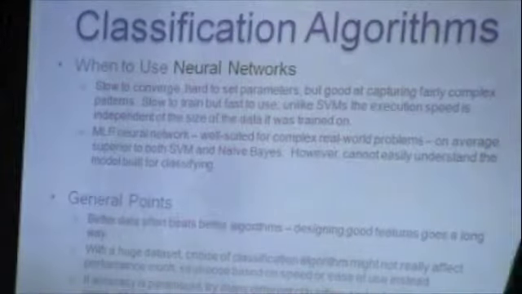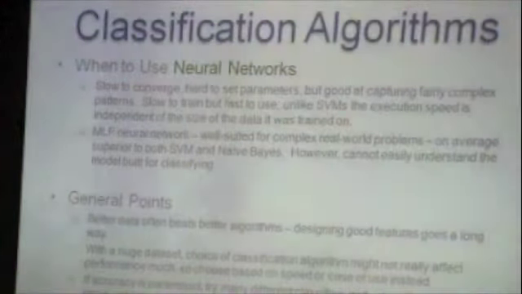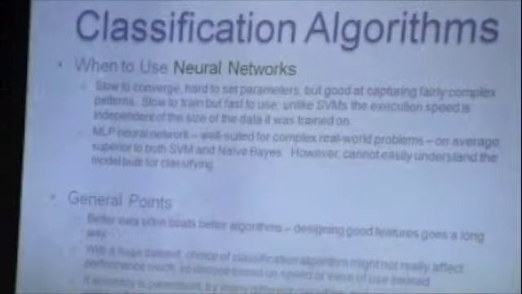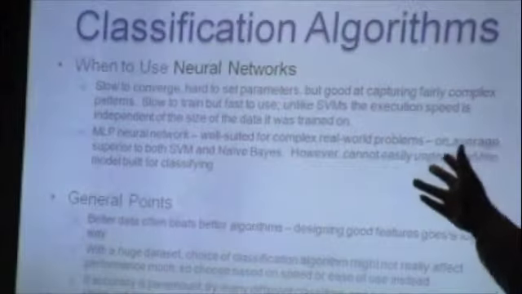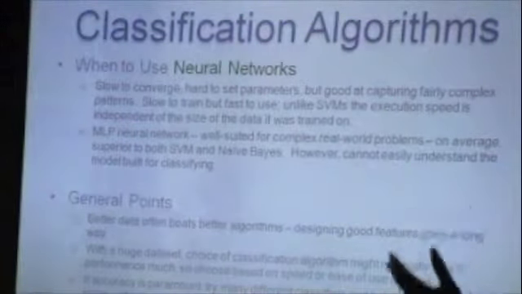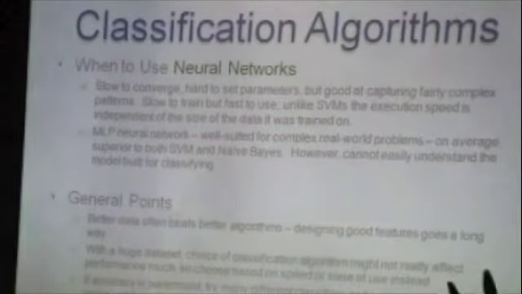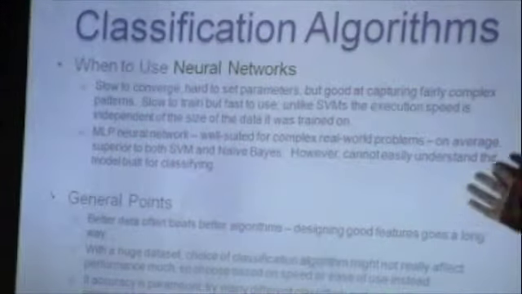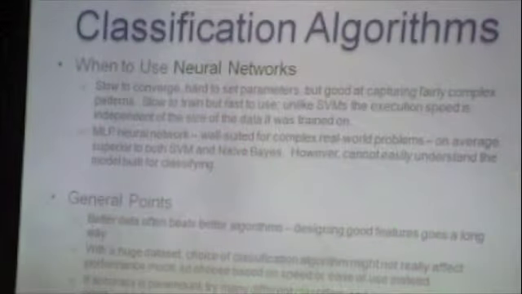But you can't understand the model. The model's really hard to understand, unlike decision trees. So if you need to be able to tell your clients how you classify your data, you don't want to use a neural network. If you have a very complex data set and you want to be able to model it with some high accuracy, you can use a neural network.